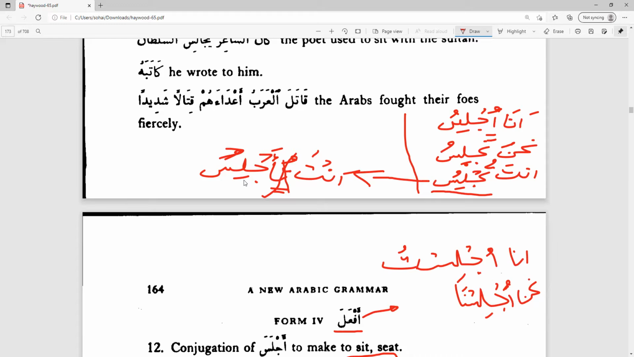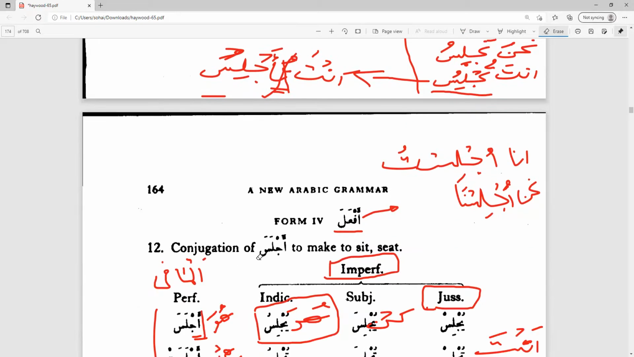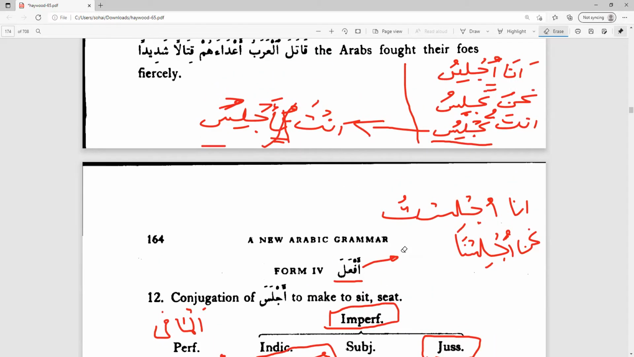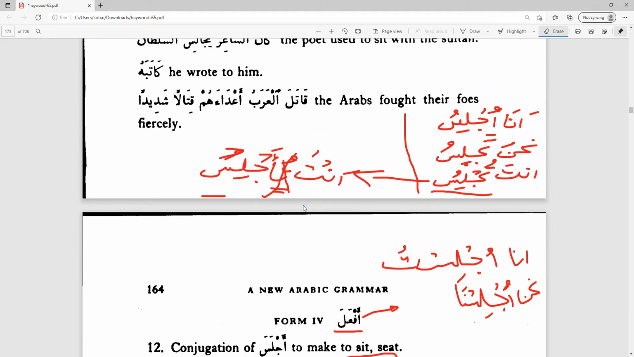Yes, sir. Not you sit. You make others sit. You seat people. That's what it means. So this means to make people sit. Ajlasa, to seat people. You know when it is a function and you give somebody responsibility to seat people. And to say to sit is like anta ajlis.